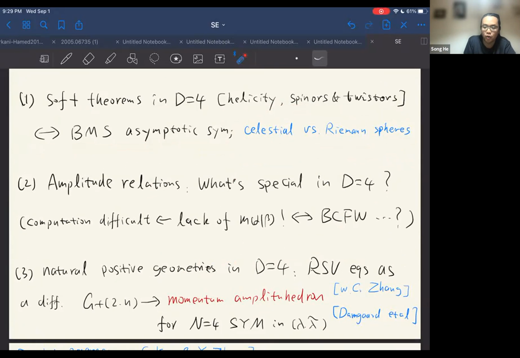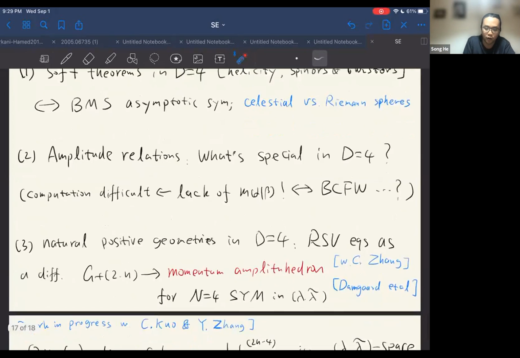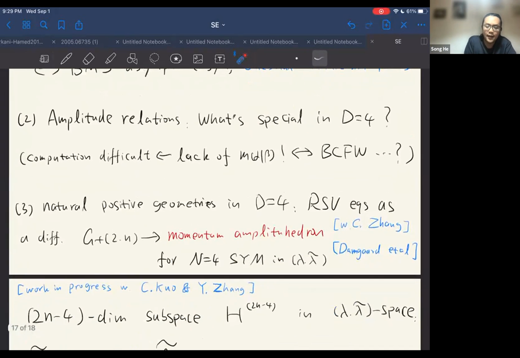Unlike in D dimension, you still have the Riemann sphere for your worldsheet, but you have a celestial D sphere, not only a 2-sphere. And similarly for amplitude relations, there's something special. Everything we talked about is true, BCJ and so on still holds in 4 dimensions.